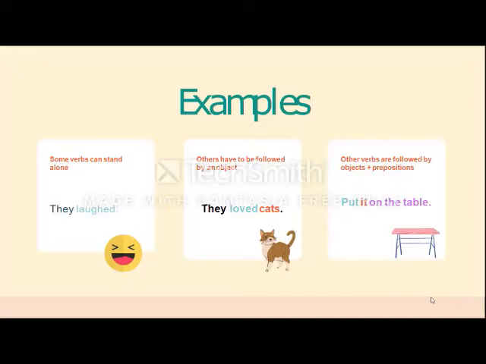And then there are some other verbs that are followed by objects plus prepositions. For example, in a sentence like put it on the table. It is the object that follows the verb put, and then on is the preposition, and the table is the noun phrase. So on the table is also called a prepositional phrase.